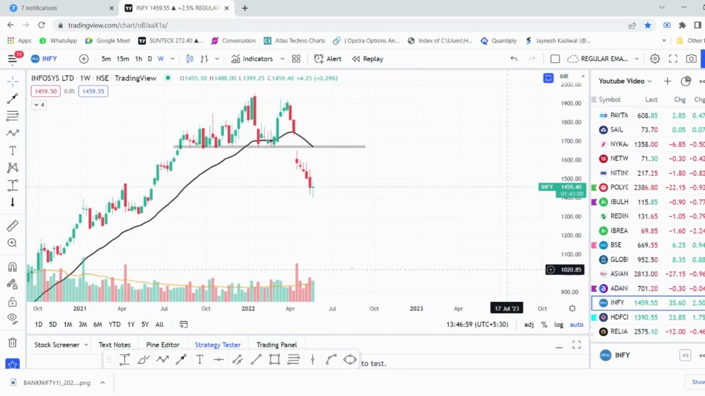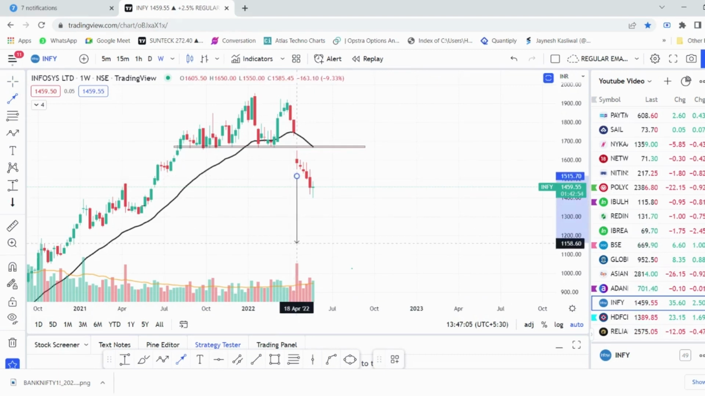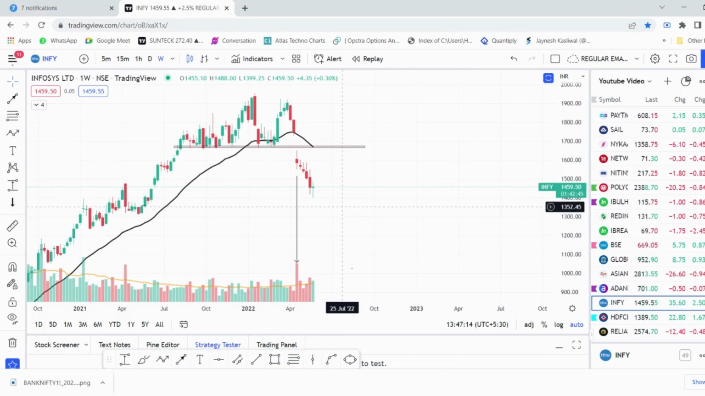The next stock that we are going to discuss is Infosys. As I've mentioned, Infosys is already in a stage 4 downtrend, and the volumes have been the highest during the breakdown. So this is a point of concern, and I do not see this stock moving up as of now for long-term holding.